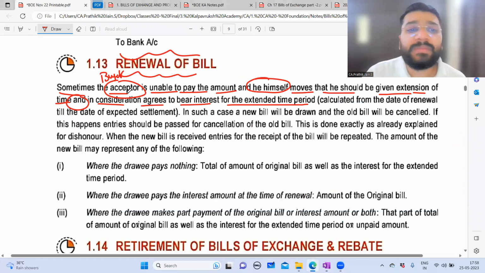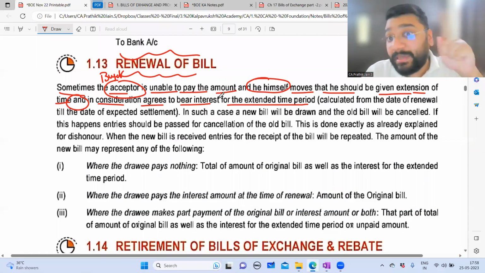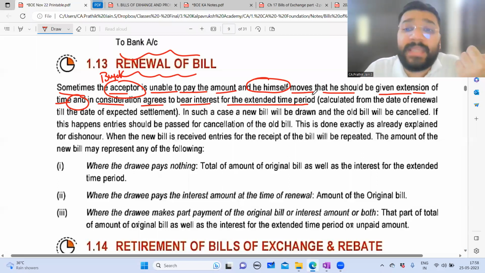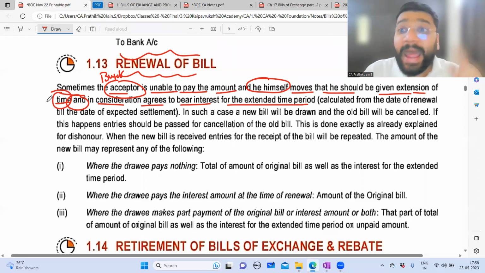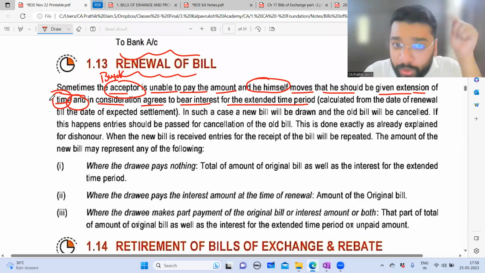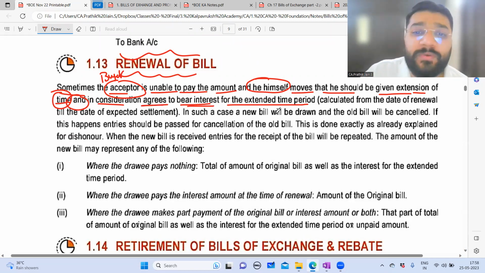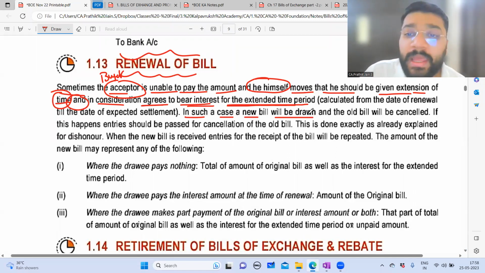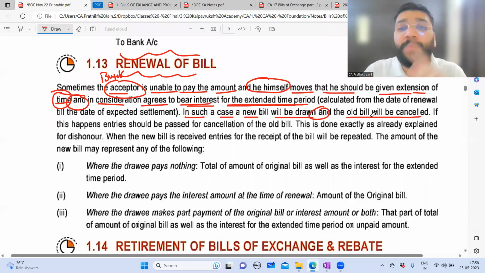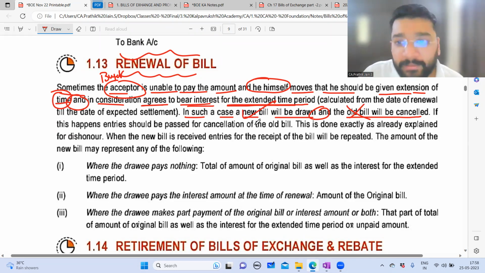Sometimes the acceptor, that is the customer, is unable to pay the amount, and he himself moves that he should be given an extension of additional period of time, and in consideration for doing this, he agrees to bear an interest for the extended period. In such case, a new bill will be drawn and the old bill is cancelled. The process of cancelling the old bill and creating a new bill is called renewal of bill.